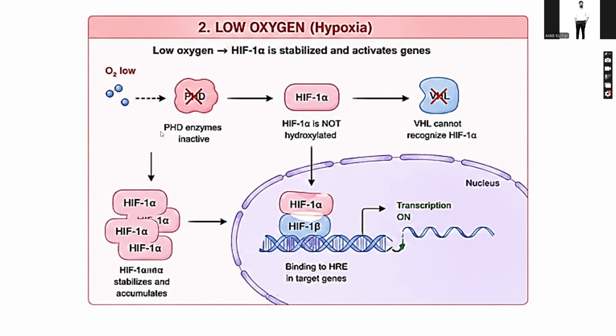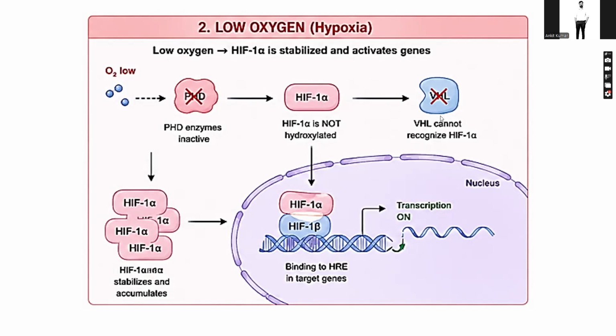This PHD enzyme requires oxygen to function. Otherwise, it will not function. So now, since oxygen concentration has decreased or oxygen is unavailable, the enzyme becomes inactive. Right. And that can no longer modify HIF-1 alpha. So earlier, if this enzyme is active, then it will hydroxylate this HIF-1 alpha. But here, due to the limited oxygen condition, this enzyme will be inactive and it cannot modify HIF-1 alpha. So without this modification, the VHL protein cannot recognize HIF-1 alpha, right?